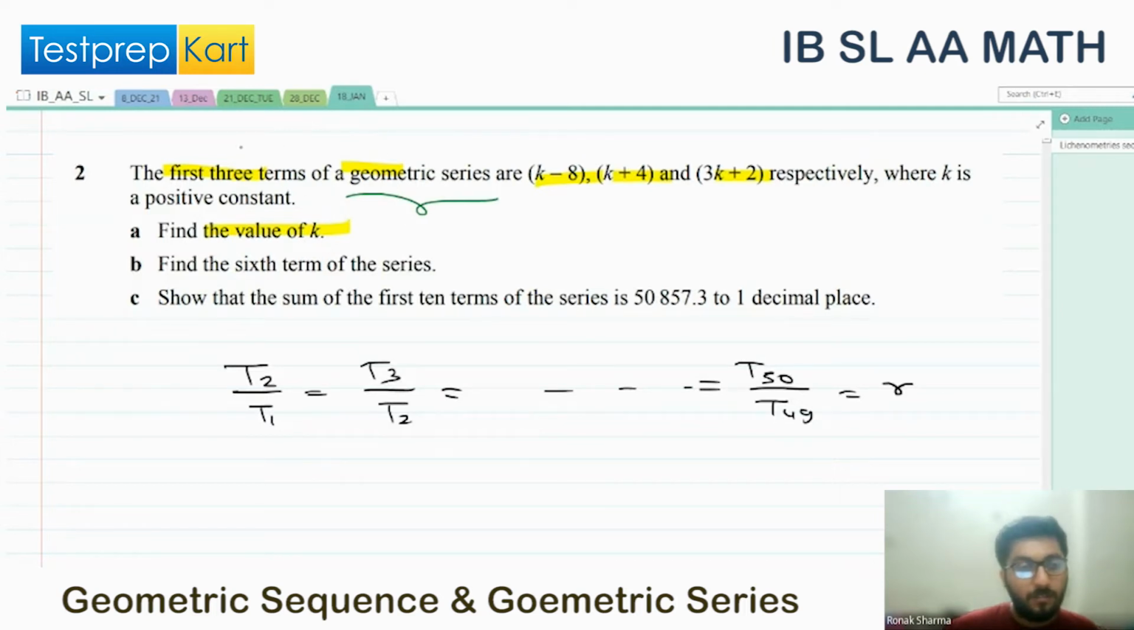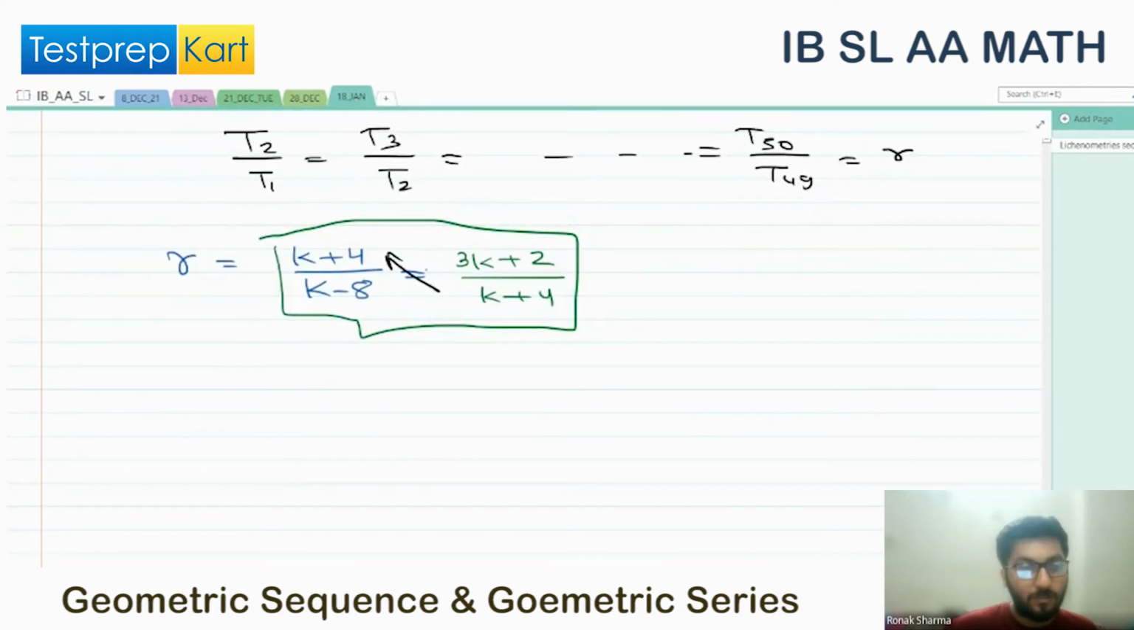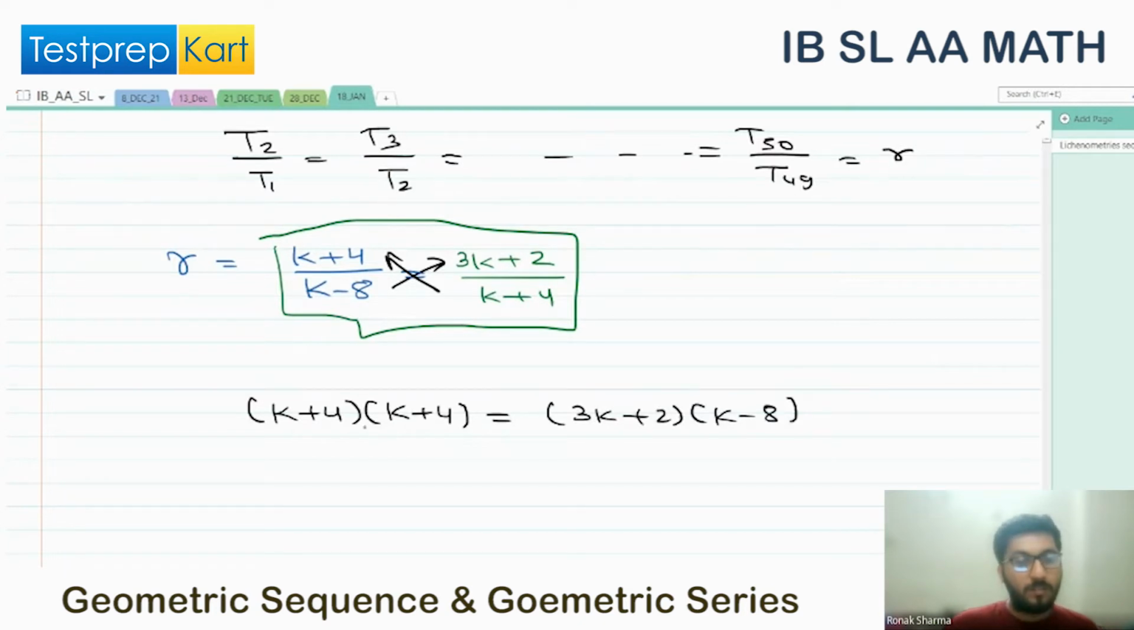So if I take the common ratio to be r, then r should be equal to the second term, that is k plus 4, divided by the first term, that is k minus 8. It should also be equal to the third term, that is 3k plus 2, divided by the second term, that is k plus 4. So using this we can find the value of k. We need to cross multiply, yes or no? If we cross multiply, this will become k plus 4 times k plus 4 equals 3k plus 2 times k minus 8. So this will become k square, then 4k, then 4k, and then 4 into 4, 16.